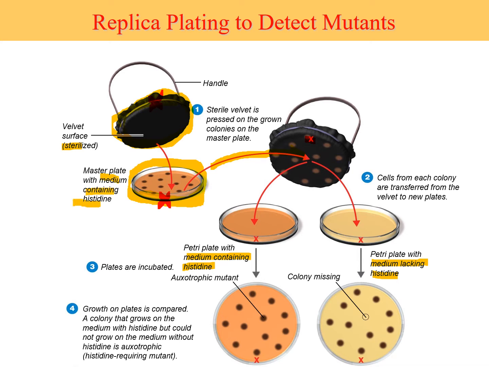You see all the colonies, but there is in fact one colony missing on this plate. This plate does not have histidine, and so there was a mutation in the gene that makes the organism require histidine. That particular bacterium is represented by this colony here on this plate. These two plates were plated using replicate plating, and one colony is missing on the plate with medium lacking histidine.